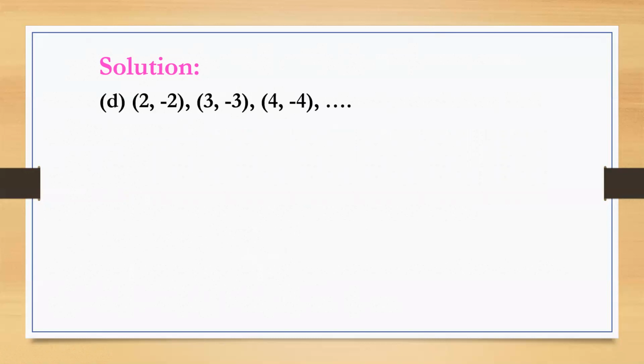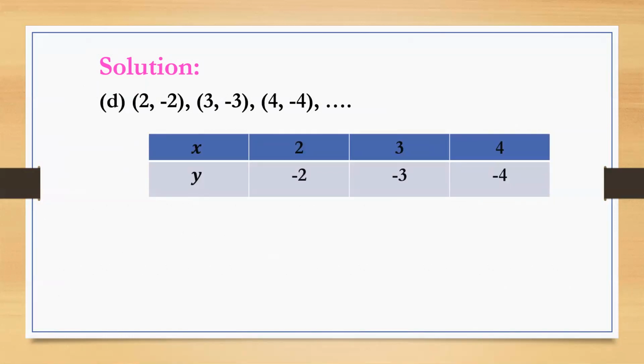Part D: (2, -2), (3, -3), (4, -4). So again, we have our table of values. Can you find out what is happening between X and Y values? Yes, we are multiplying by negative 1. So we will have Y equal to X times negative 1, or Y equals minus X.